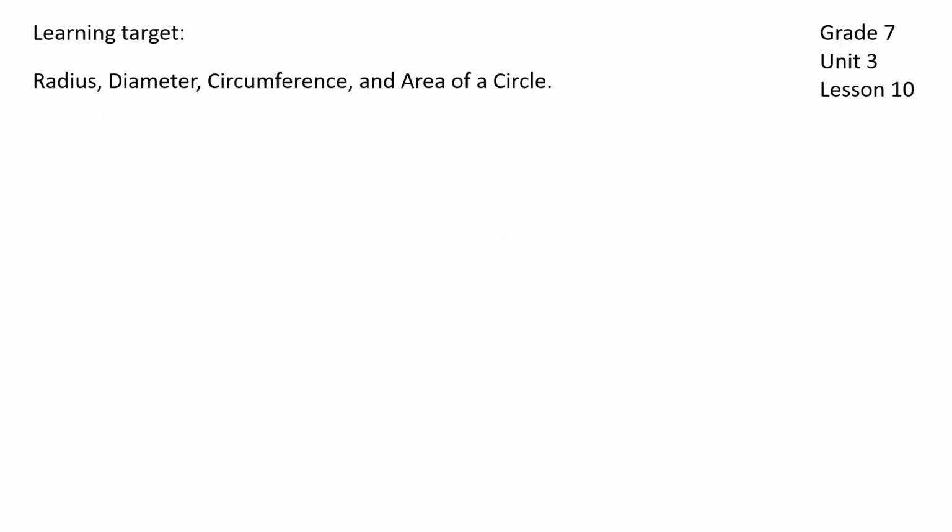Okay, learning target. We've talked about the radius of a circle already. We've talked about the diameter of a circle. We have learned how to find the circumference of a circle, both as an exact value and as an approximate value. And we've learned how to find the area of a circle, both as an exact value and as an approximate value. So what we're going to practice with today is, if I give you one of those four values, you should be able to find the other three.